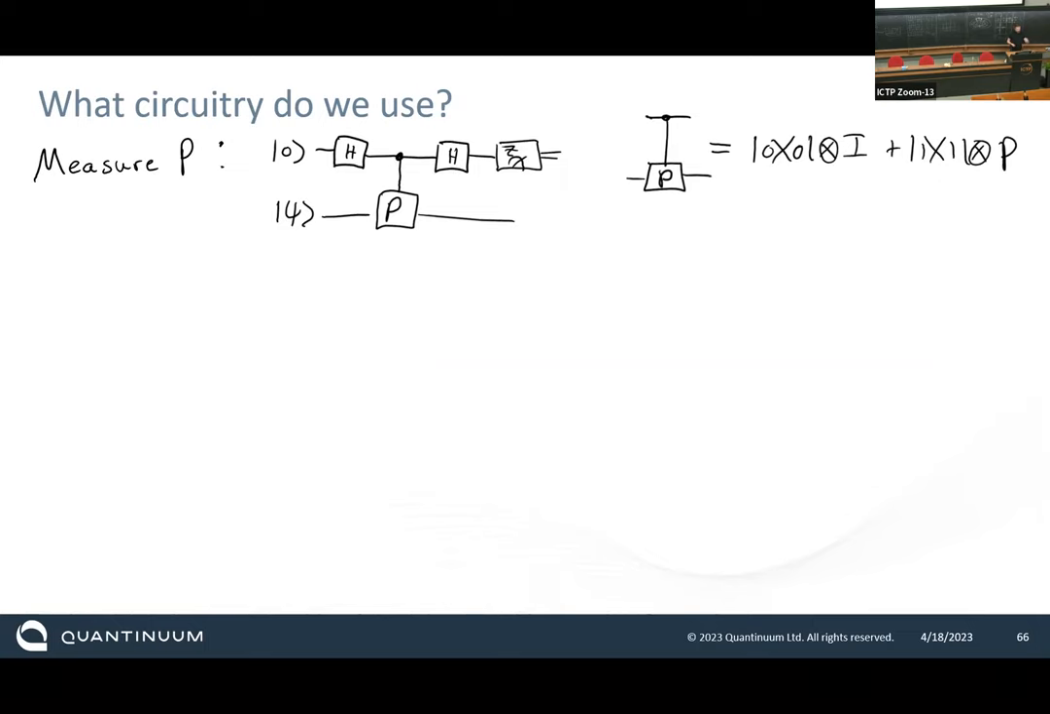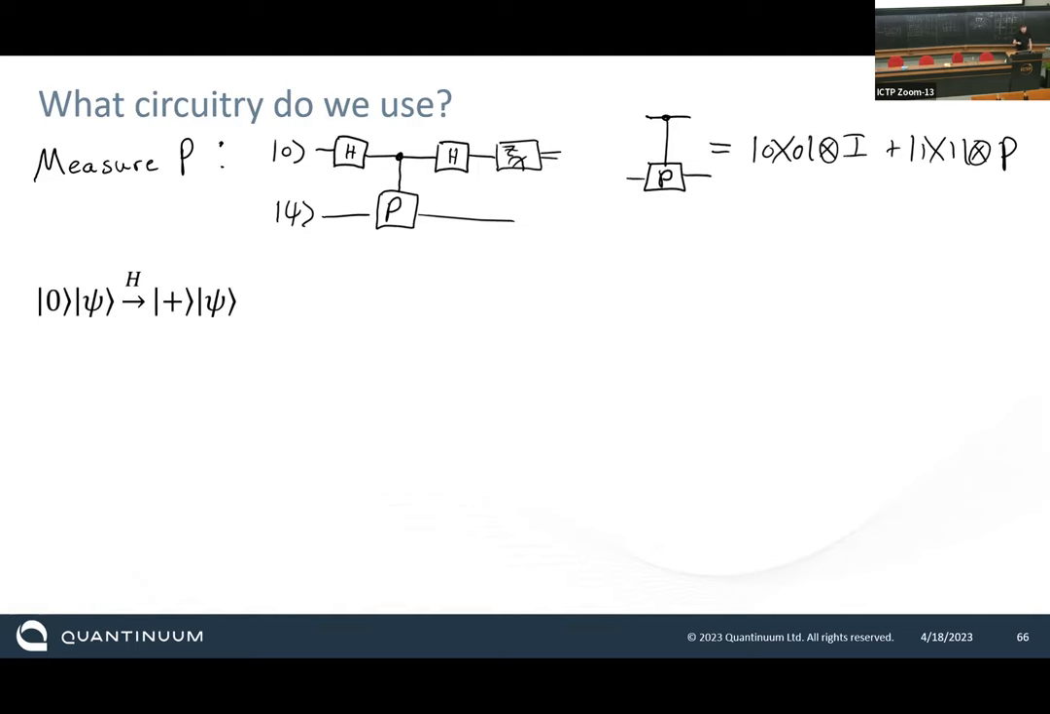So this dot with a line and P represents a controlled Pauli. That's equivalent to: if the qubit is in the zero state, apply identity. If the control qubit is in the one state, apply the Pauli. And you could put an X in there, and that's the equation for the CNOT or controlled-X gate, whatever you want to call it.